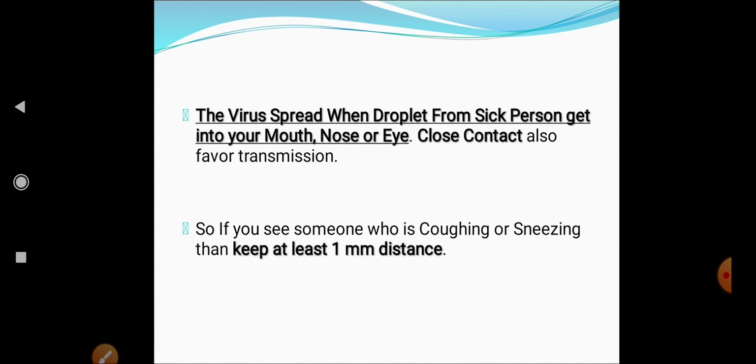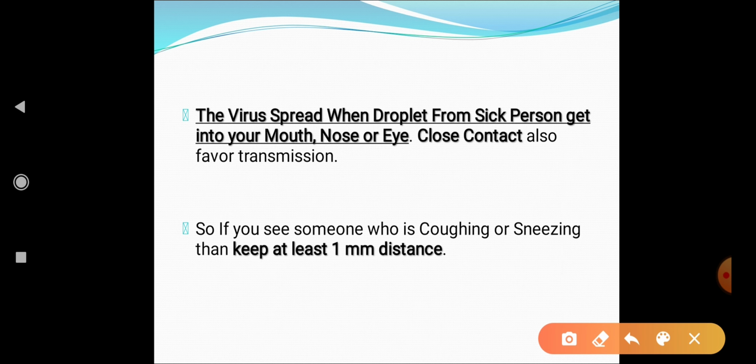Now, how will this virus spread? So obviously, as we have discussed, this virus will spread when the respiratory droplet from the sick person gets into the healthy person's mouth, nose, or eye. Means it will spread through the respiratory route through inhalation. But remember, guys, that close contact also can favor the transmission of this novel coronavirus.